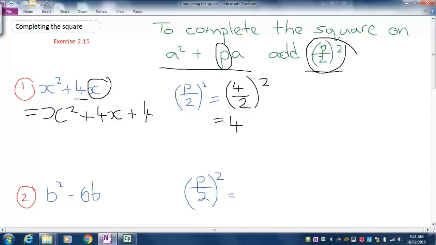The problem here though is that now the line above isn't equal because I've added 4, so to even things out, outside the brackets I need to also subtract 4, seeing as positive 4 take away 4 is going to cancel one another out. So let's have a look at another example.